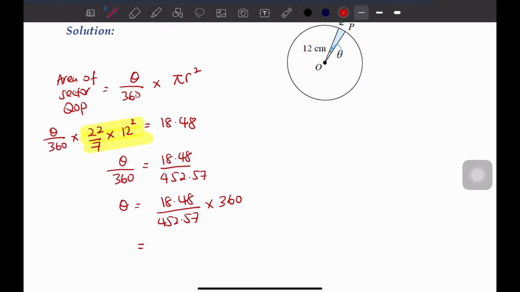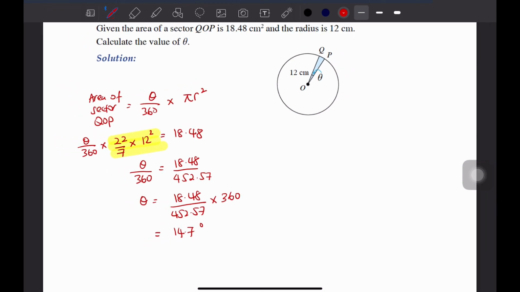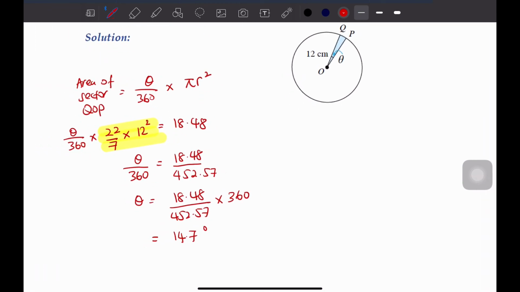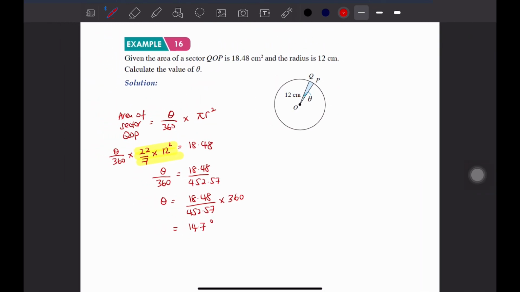Press your calculator: 18.48 divided by 452.57 times 360, and you will get 14.7 degree. Okay, boleh, mudah sahaja, pindah-pindah kiri kanan. Okay, kalau kurang faham boleh ulang balik video saya slow motion, tak ada masalah.